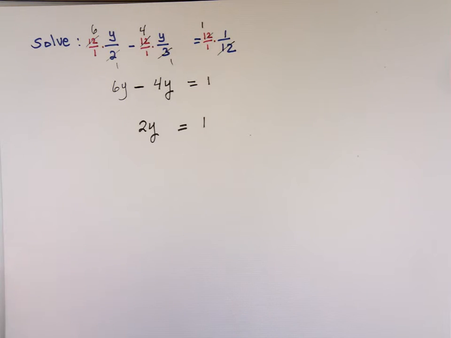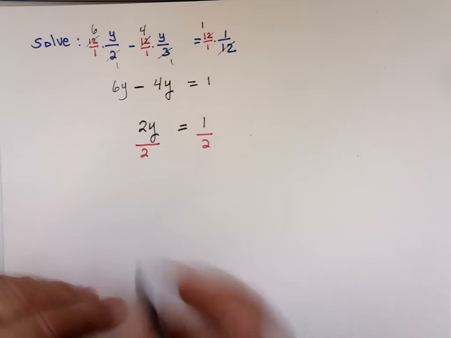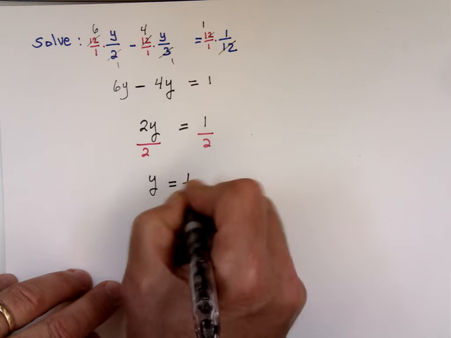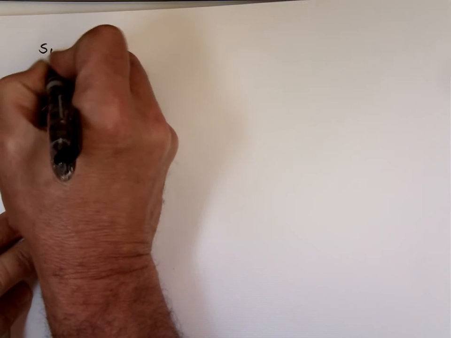Again, to solve for y, I'm going to divide this side by 2, this side by 2, and you're going to end up with y equals 1/2. Let's see if we can make the problem a little bit bigger. Solve for n here.